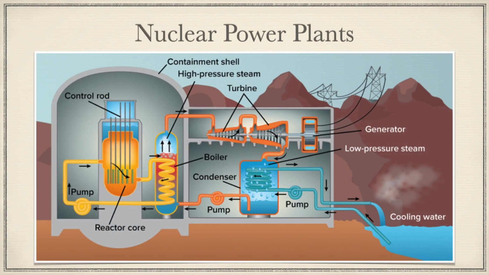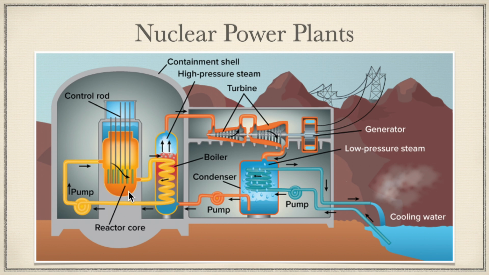So how does a nuclear plant work? Well, it's very similar in ways to a coal-fired power plant. You have steam that is produced. That steam then is directed to a turbine, which turns the turbine and produces electricity. It's just how the steam is produced is significantly different.